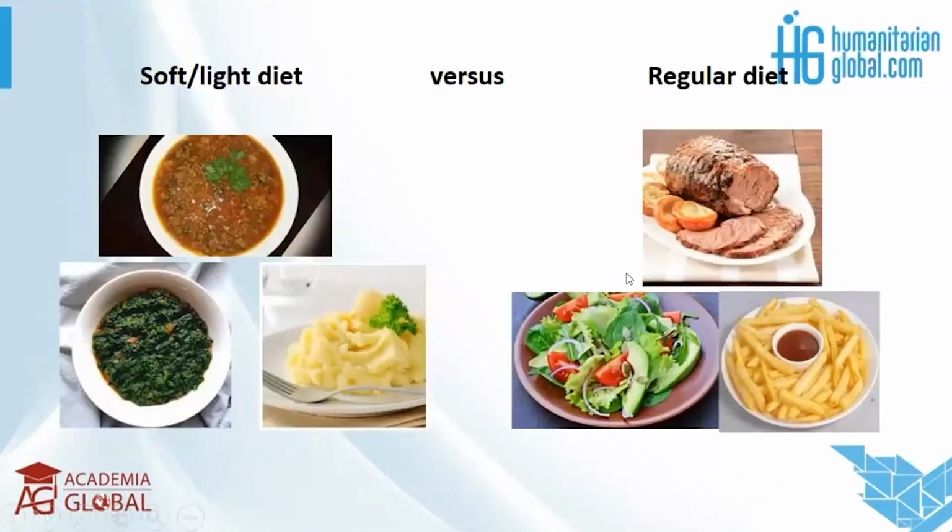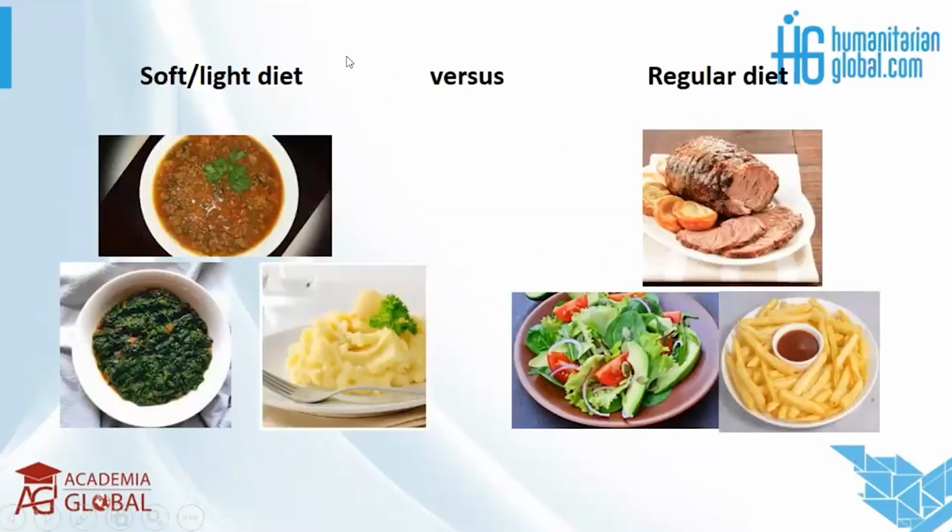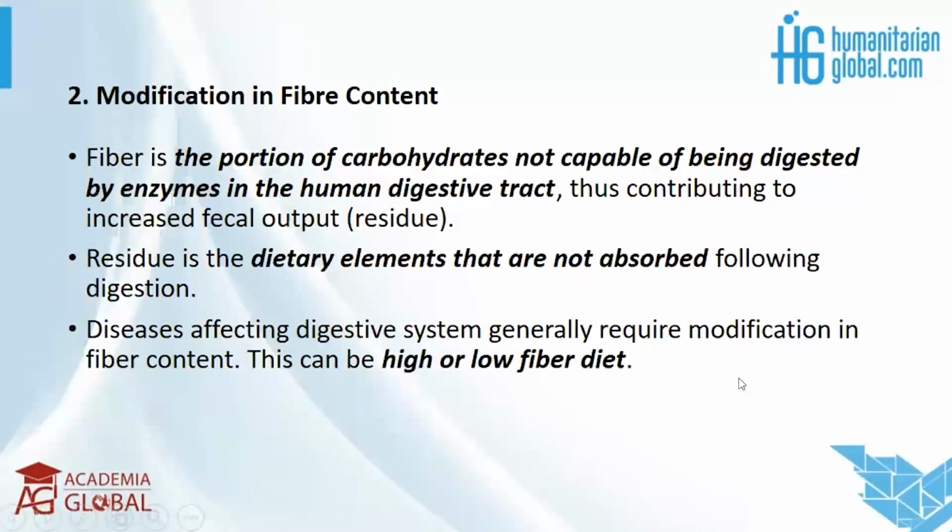So this is my example of a soft or light diet. I have used the same foods to show you. So this is a balanced diet. I have minced meat here, minced beef, lean beef. I have cooked spinach, and I have mashed potatoes. So this is like a nice balanced diet. This makes a soft light diet. And then we have the regular diet. You can use the same food now in a regular diet. You can see here we have some steak, a nice roast of beef. We have some vegetable salad, and we have some fries with tomato sauce there.